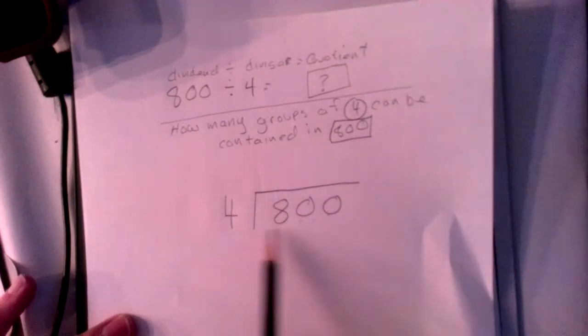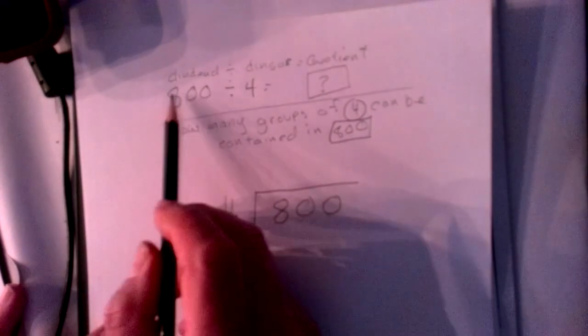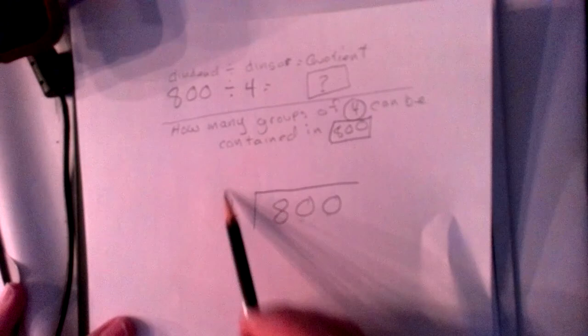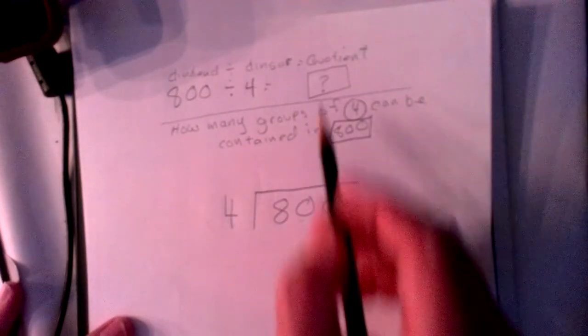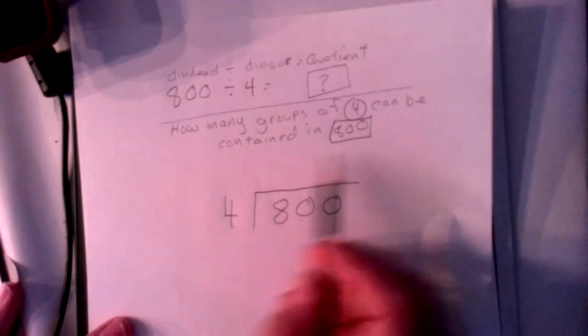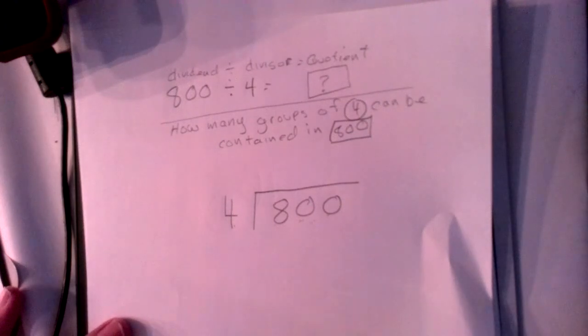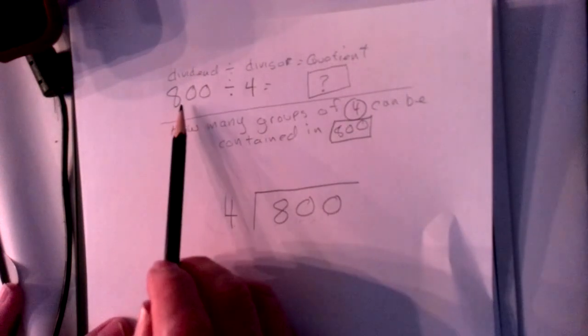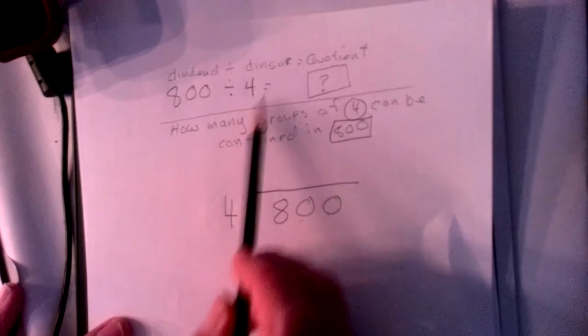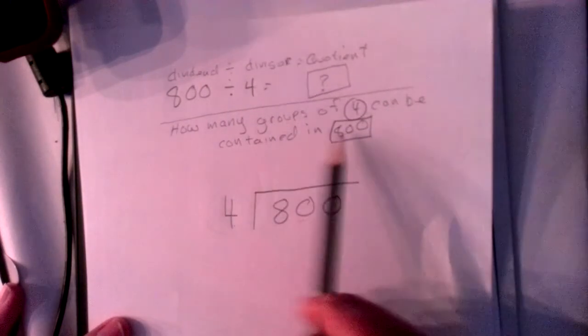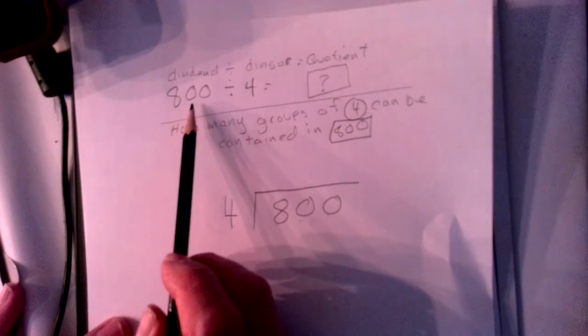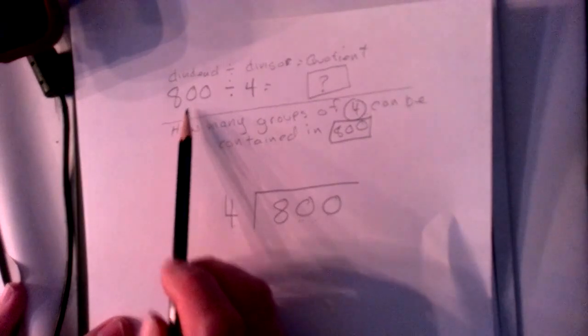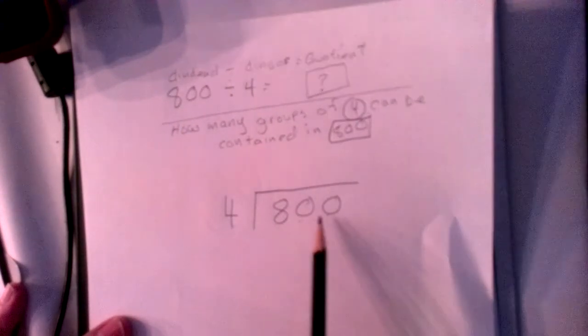And the big number here underneath the stage is called the dividend. This here is called the divisor. And the quotient is going to be our answer, and it's going to go up here in the top. And really what this means is you're trying to figure out how many groups of 4 can be contained in 800. Right? How many groups of 4 are in 800?